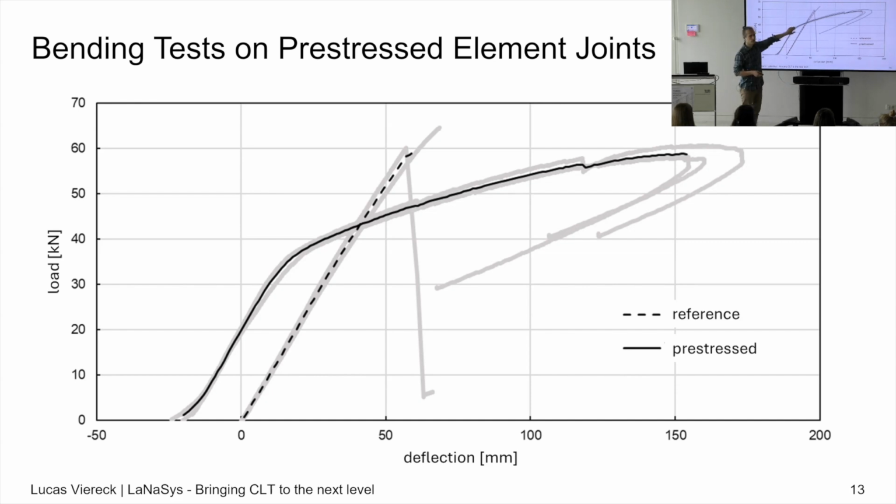Until this point, this is where the gap in the middle opens. And then we have a very ductile behavior. And then at the end, we had to stop the test. We didn't manage to break the specimens, actually. They just deformed more and more. So at around 15 centimeters, we stopped the test.